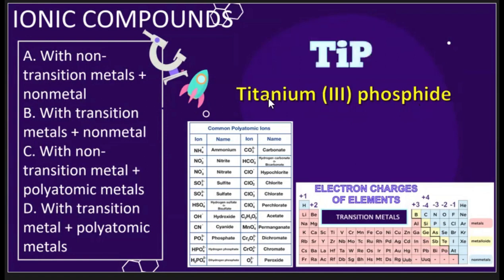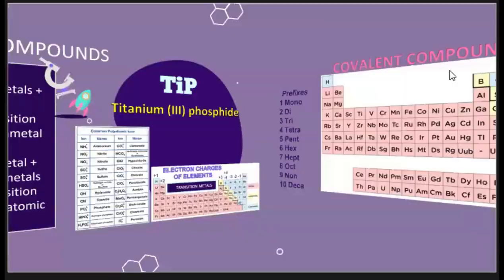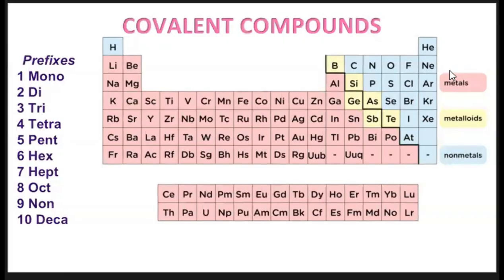So titanium has a charge of 3. Then phosphorus has a negative 3 charge. So it's okay to not write the charges. So TiP. Now, for covalent compounds, you do not need to identify the charges. Just write the prefixes before the name of the non-metal element. So we have the prefixes mono, 1; di, 2; tri, 3; tetra, 4; penta, 5; hexa, 6; hepta, 7; octa, 8; nona, 9; and deca, 10.